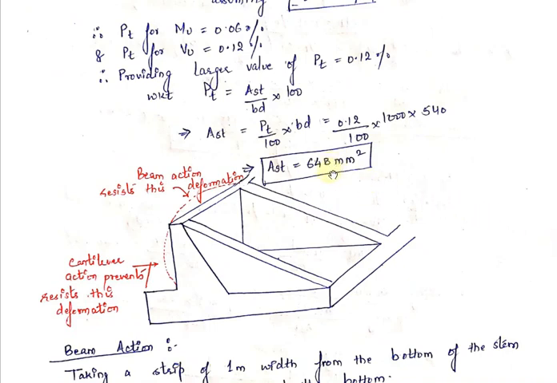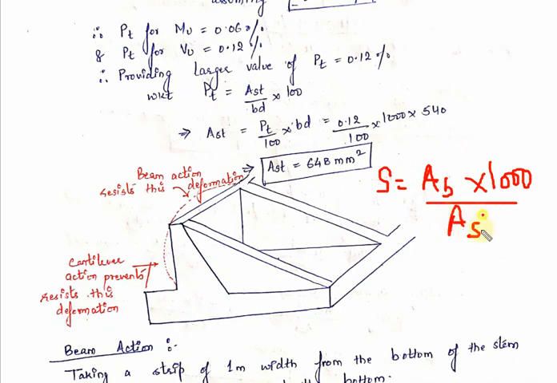And if you want to find out the spacing, just use the formula, here I have not calculated. Spacing can be calculated by area of one bar into 1000, divided by total AST. So from here you can find out the spacing. And one thing you should remember is that spacing should not be greater than 300 mm. So if spacing comes out to be 400 mm, you will not take 400 mm, you will take 300 mm.